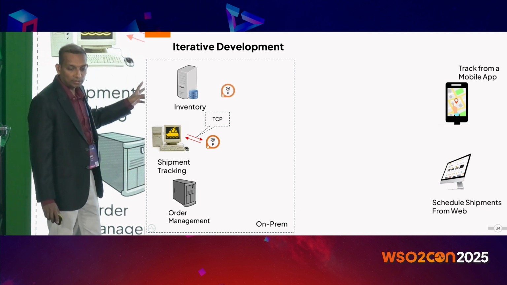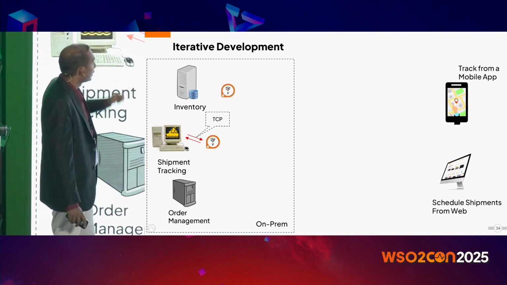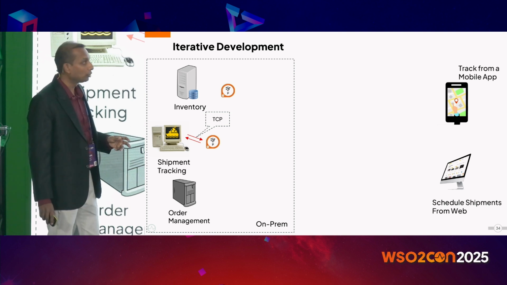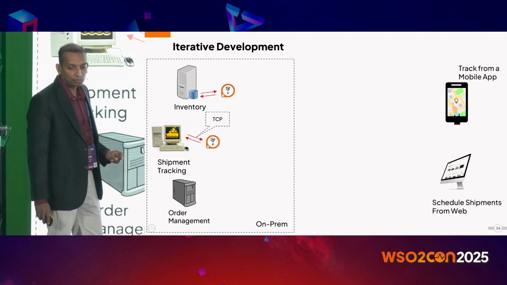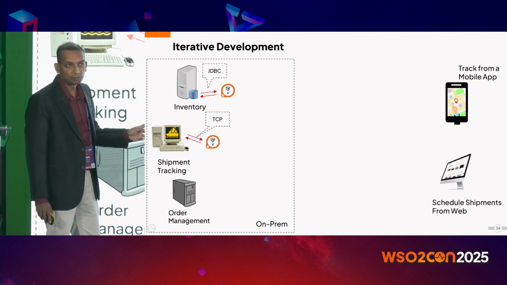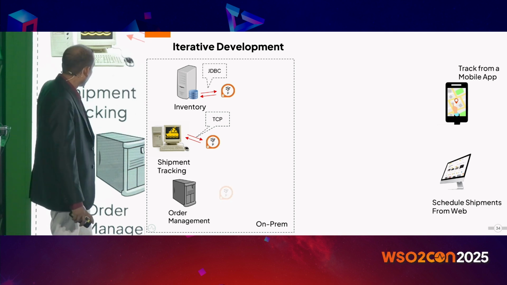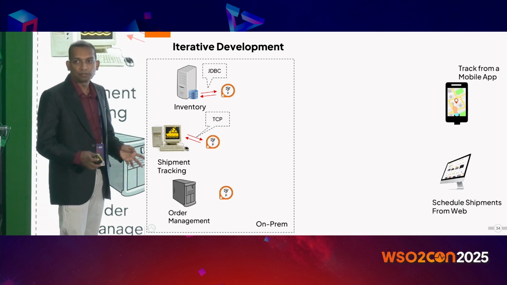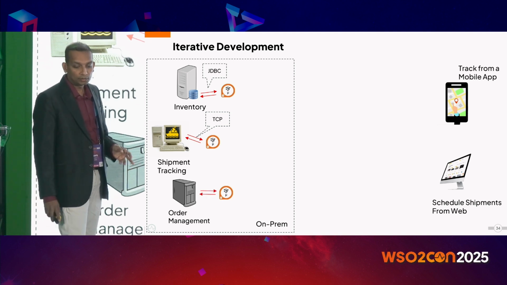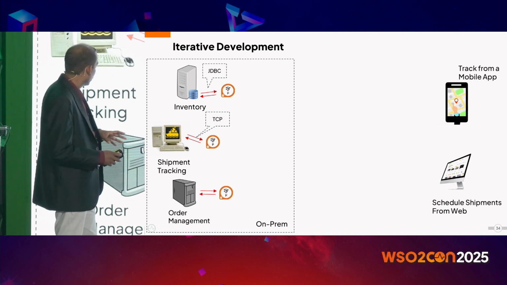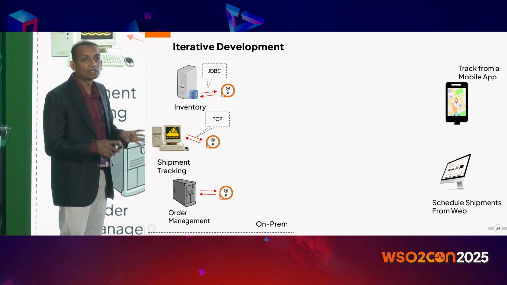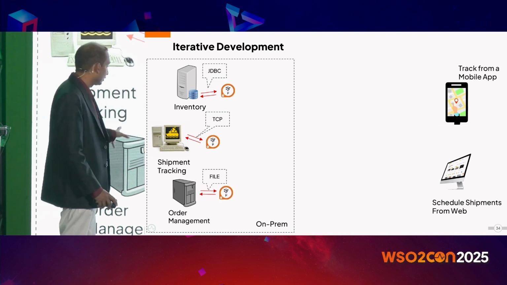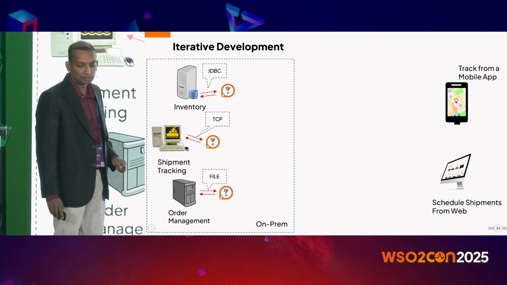Next, we need to integrate with the inventory system. In the inventory system, there's no interface. So what we could do is integrate directly with the database over JDBC. And then the third one, the order management system. There also we don't have the luxury of having an interface. But all the order processing gets stored in the file system. So we could use file integration to get integrated with this particular system.